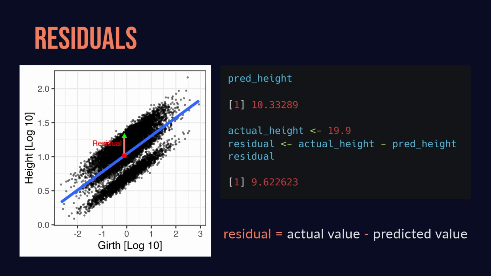Now let's say we went back to the same tree with girth of 0.8 and measured its height to be 19.9 feet. Therefore, we can see that our model has underpredicted the height of the tree to be 10.33 feet. It could have also been possible that our model had overpredicted the tree heights. This is the concept of residuals. Residuals can either have a positive value or a negative value. For each predicted response value, there is a residual.